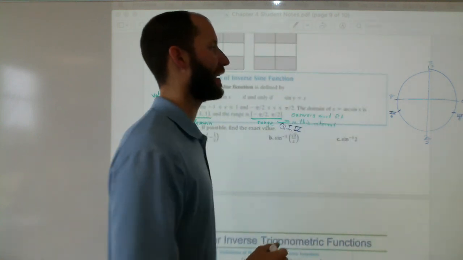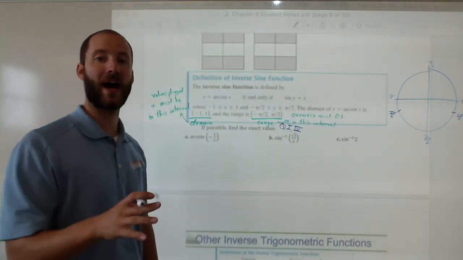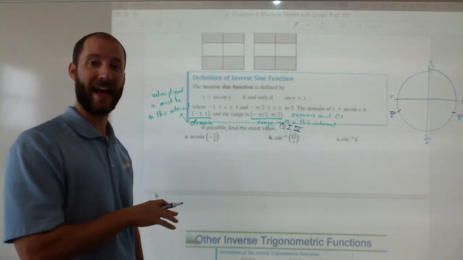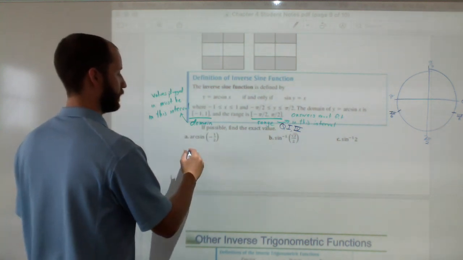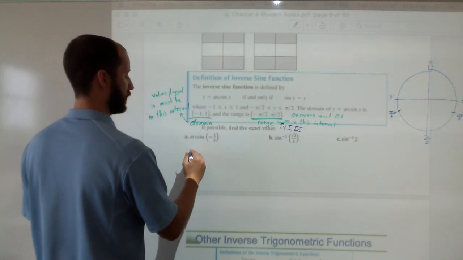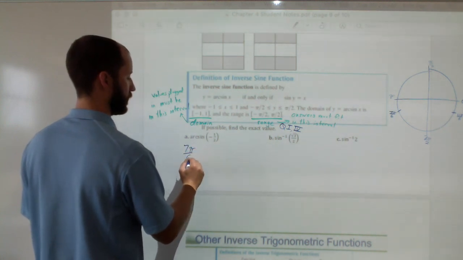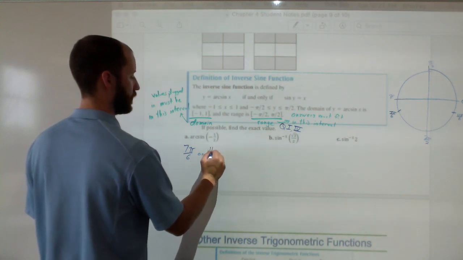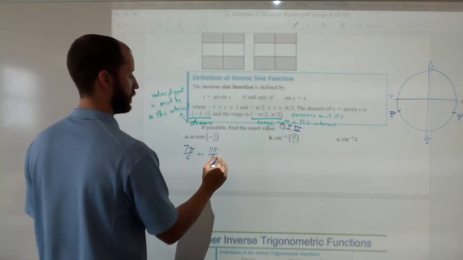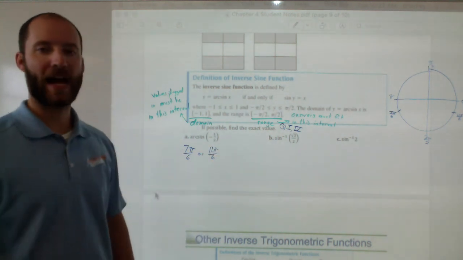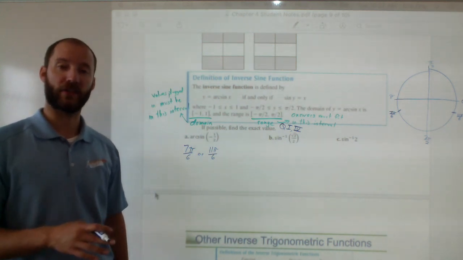And over there at 11 pi over 6, that's where your y value equals -1/2. So our answer would be 7 pi over 6 or 11 pi over 6.